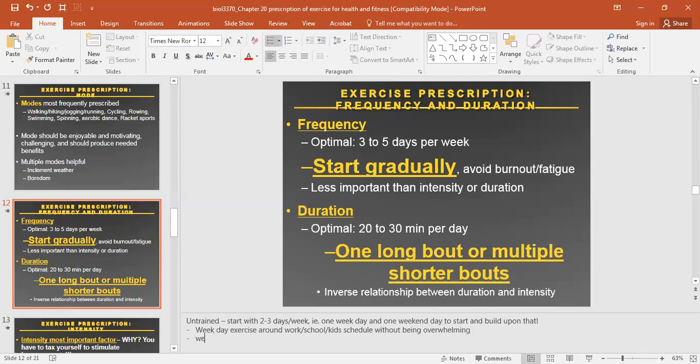Weekend day is usually easier to find time to exercise, and consequently, it's just more enjoyable. So it's easier to find time. Usually, sometimes, not always. Think about parents who have their kids in multiple sports and they're playing games and practicing and all those fun things, which is wonderful.